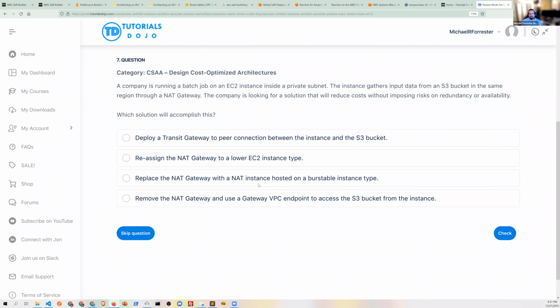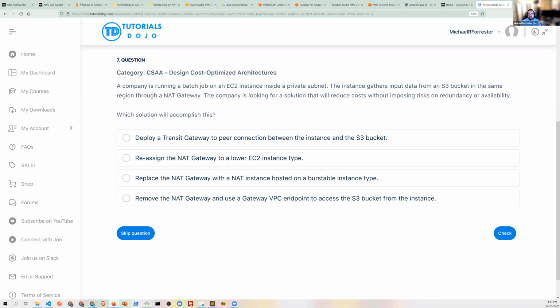Question number 7. We're going to go for about 5 more minutes, by the way, because that'll put us right at 30. A company is running a batch job on an EC2 instance inside of a private subnet. The instance gathers input data from an S3 bucket in the same region through a NAT gateway. The company is looking for a solution that will reduce costs without imposing risks on redundancy or availability.